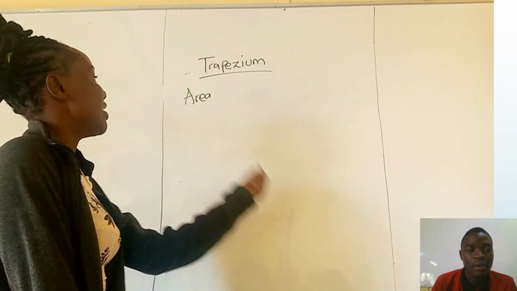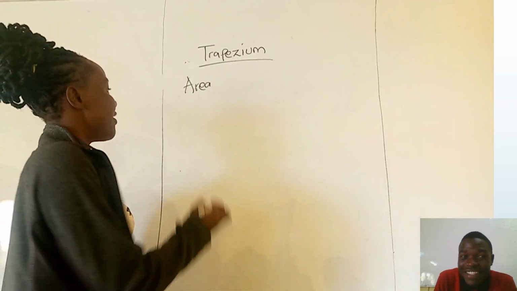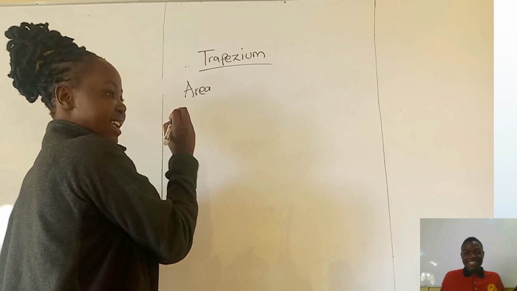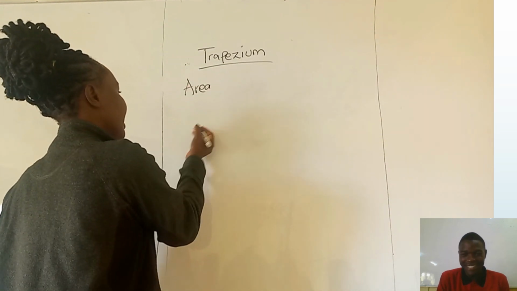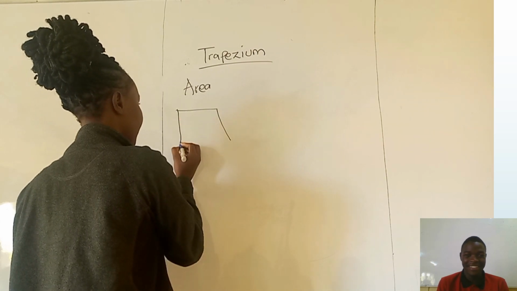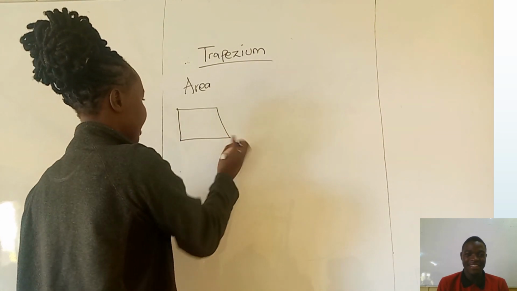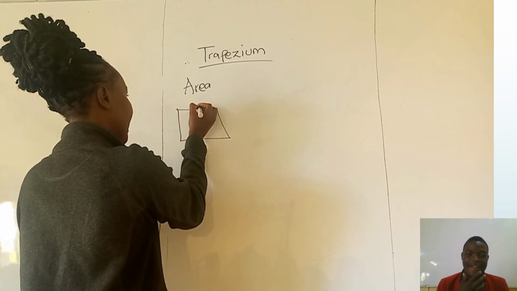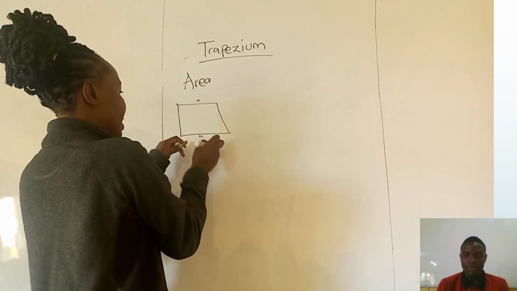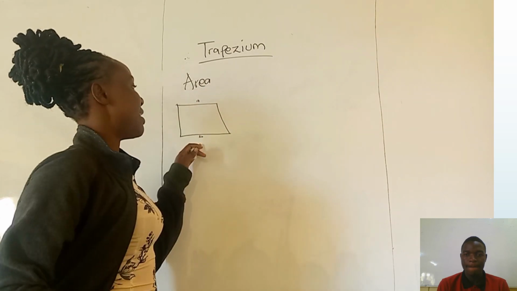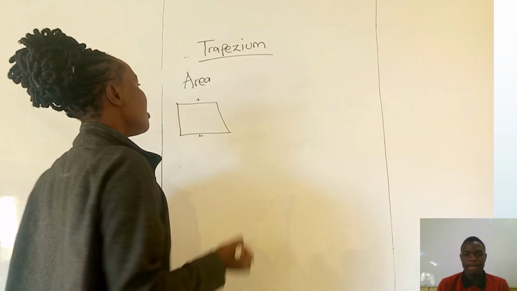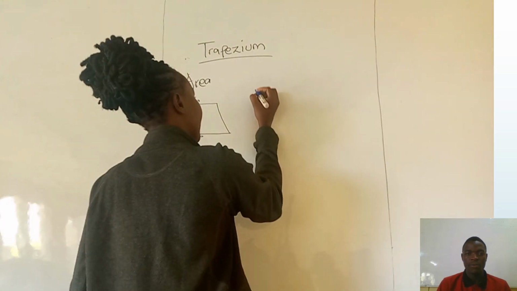To calculate the area of a trapezium. A trapezium is a four-sided figure with one side longer than the other side. That is to say, this is a trapezium because, let's say this is part A, part B. It's a four-sided figure, though B is longer than A. So that's a trapezium. That's the difference between a trapezium and a square or a rectangle. So let's have an example of an area of a trapezium.